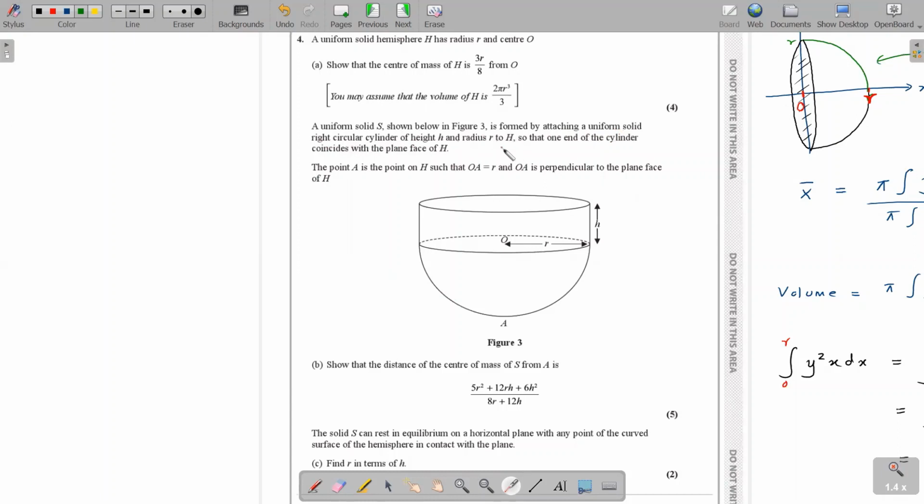So capital H is the hemisphere, so that one end of the cylinder coincides with the plane face of H. The cylinder and the hemisphere have the faces coinciding. The point A is on H such that OA is R and OA is perpendicular to the plane face of H, which means they're saying A is the lowest point, right? Show that the distance of the center of mass of S from A is this.